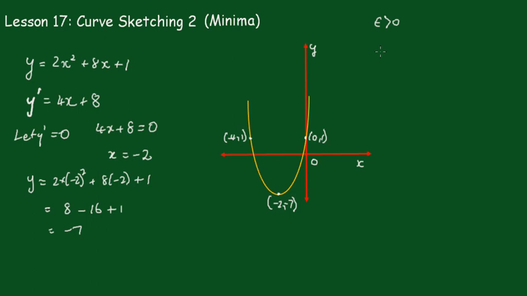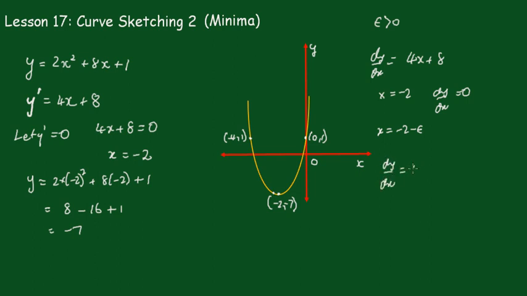Now, we know that dy dx is equal to 4x plus 8. We know when x is equal to minus 2, dy dx equals 0. Now at x equals minus 2 minus epsilon, that's just a little bit this side of it, we're going to examine the gradient at this point.